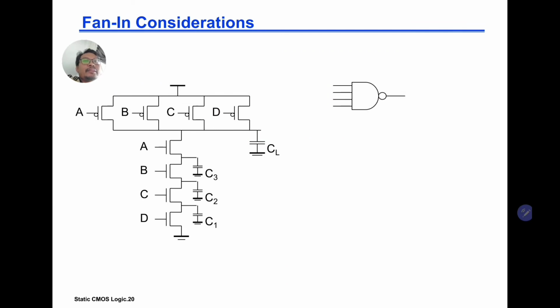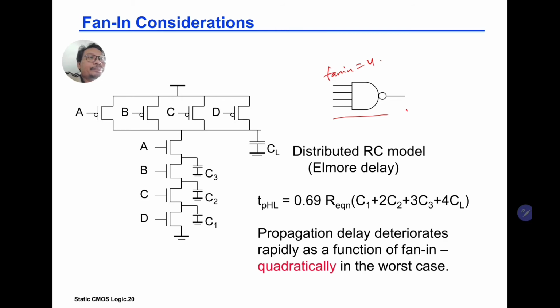Okay, so fan-in considerations. Is it practical to have a large number of fan-in? Fan-in here refers to the number of inputs. Here we have a fan-in of 4 for the NAND gate. Basically, the propagation delay deteriorates rapidly as a function of fan-in, quadratically in the worst case. So it's not good to have a large number of fan-in. It's better to split into smaller gates.